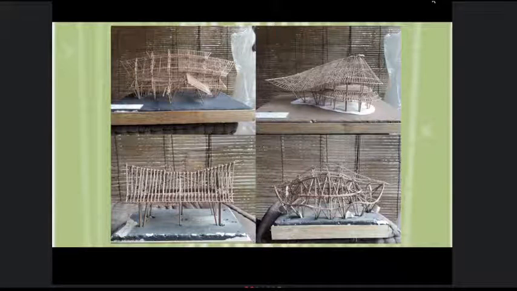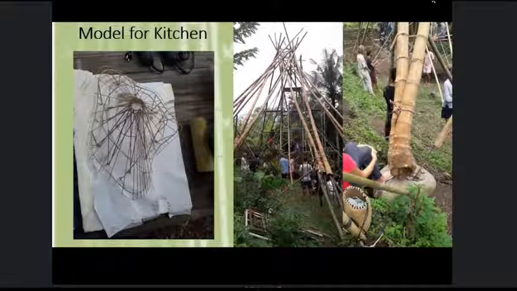Yeah. So this is the model of the kitchen that we built. That was the sloping side. We did a quick model and a quick caricature of the system, how that form will be. And we even got those boulders from the river, carrying those boulders ourselves. Then how to attach a bamboo to a boulder.